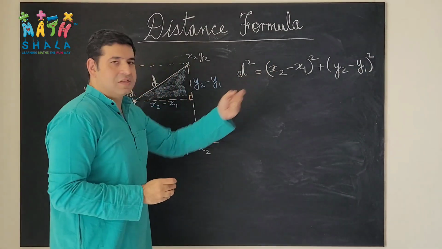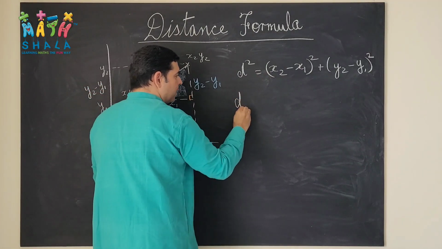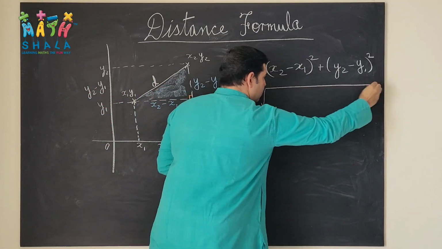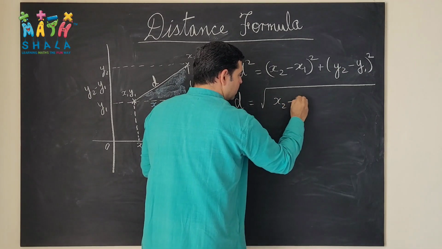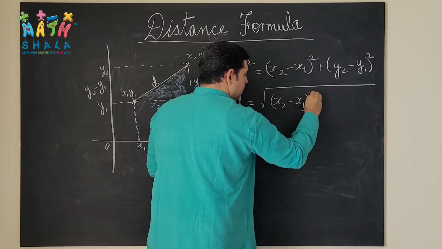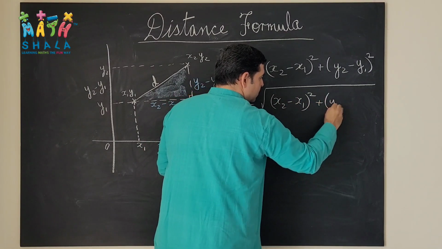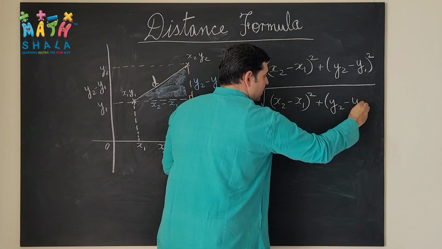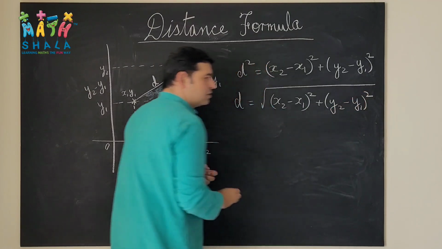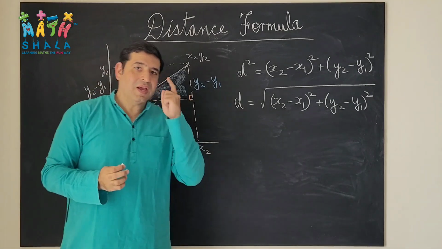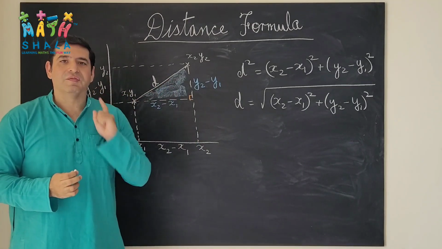So distance square is this, what would be distance? Square root of x2 minus x1 whole square plus y2 minus y1 whole square. Simple. Try it by yourself once and you will never forget it.